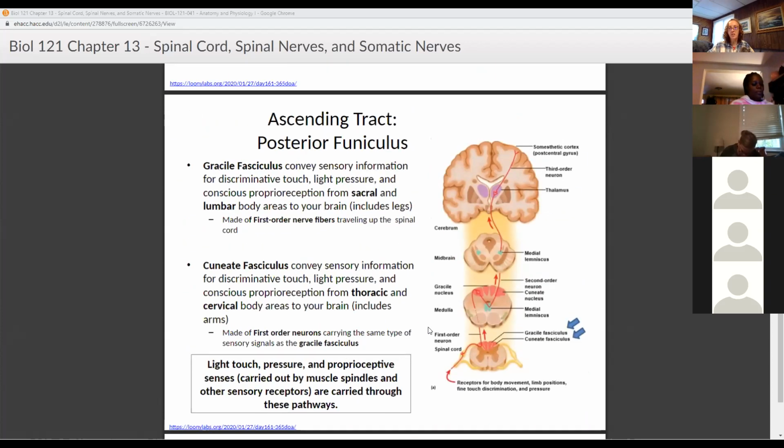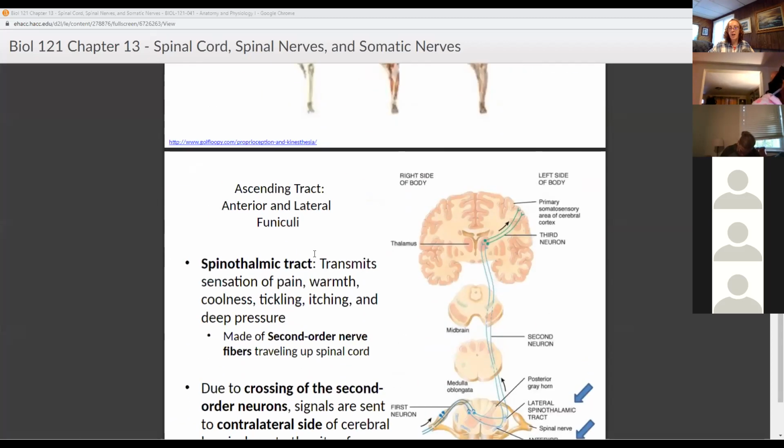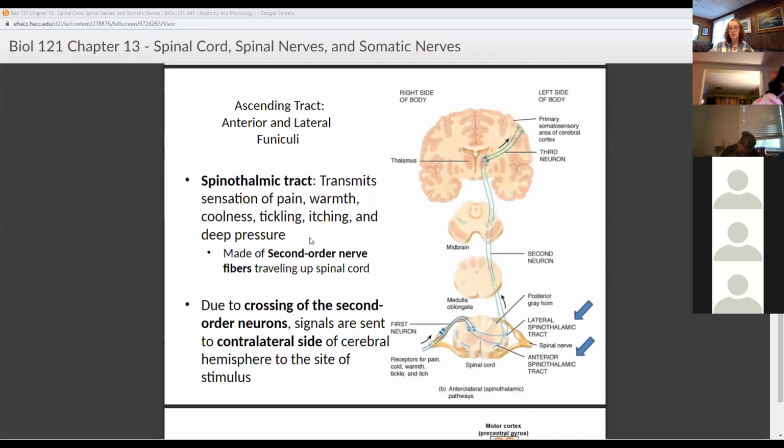So posterior funiculi are the gracilis fasciculus and cuneate fasciculus. Anterior and lateral funiculi are the spinothalamic tract.